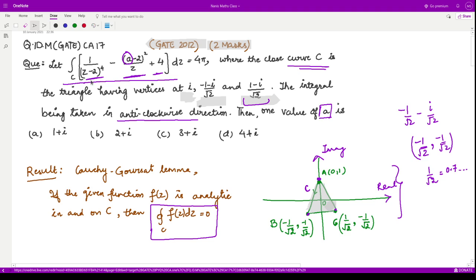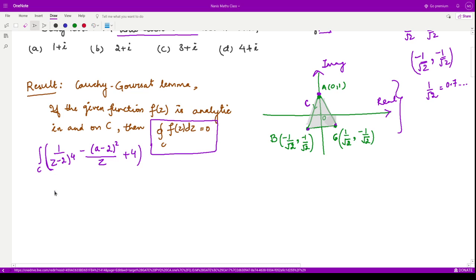Here we have to perform integration over this function, 1 upon (z minus 2) raised to power 4 minus (a minus 2) whole squared divided by z, and plus 4. The problematic point could be z minus 2 equal to 0, so you will get z equal to 2 and the power of this is 4. So you could have a possible problematic point at z equal to 2.